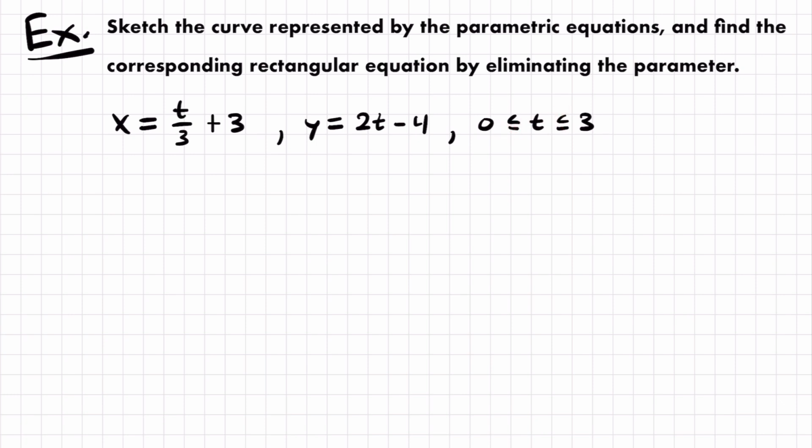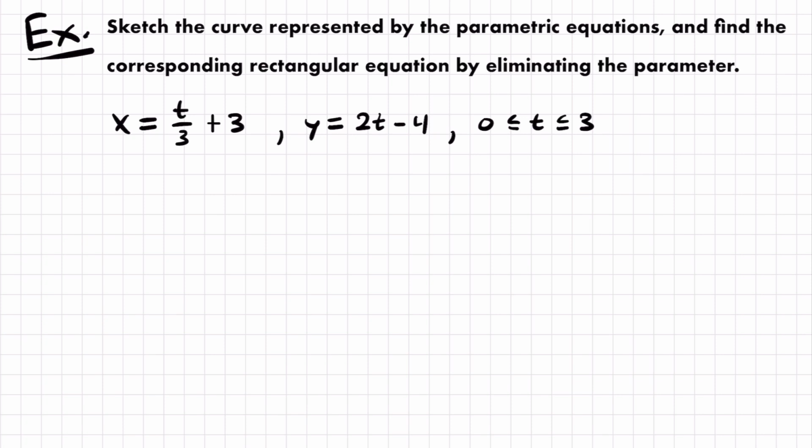Okay, the first thing we want to do here is eliminate the parameter in our parametric equations, and that is going to help us sketch the plane curve that these parametric equations represent. What I mean by eliminating the parameter is we're going to create an equation of just x and y that doesn't involve t. That's what we call a rectangular equation, the equations you were used to using up until this point.